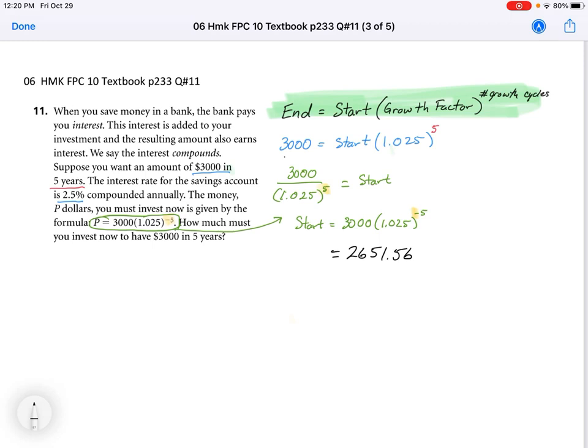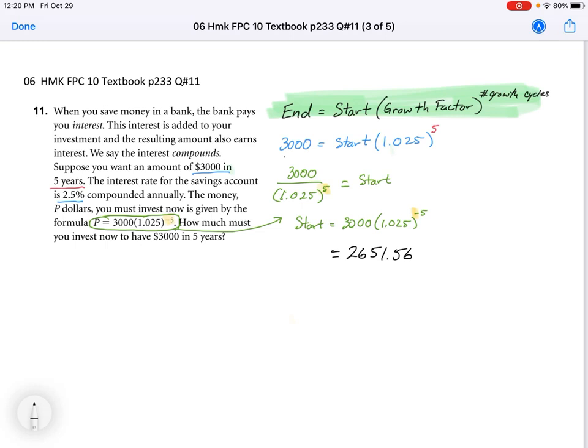The general formula for exponential growth is end equals start. The ending amount is equal to the starting amount times the growth factor. So we multiply by the growth factor, and then we apply that growth factor the number of growth cycles. So however many times we apply the growth factor is represented by the number of growth cycles.